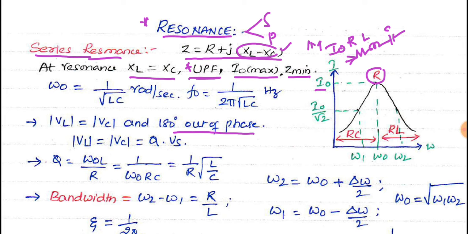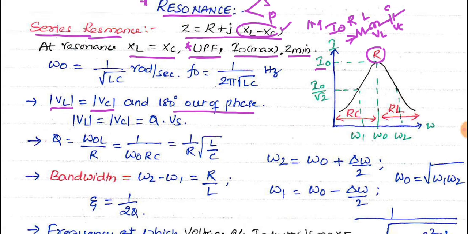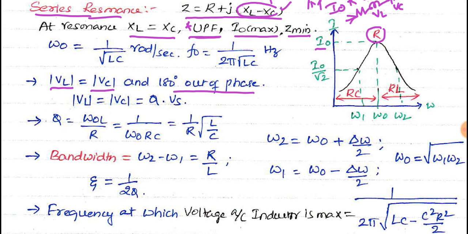Now we'll talk about the voltages. Voltage across the inductor is equal to voltage across the capacitor, but they are out of phase. That means the inductor voltage and capacitor voltage are out of phase here. The relationship is that the inductive voltage and capacitive voltage are equal to Q times Vs. What is Q, sir? Q is nothing but the quality factor.